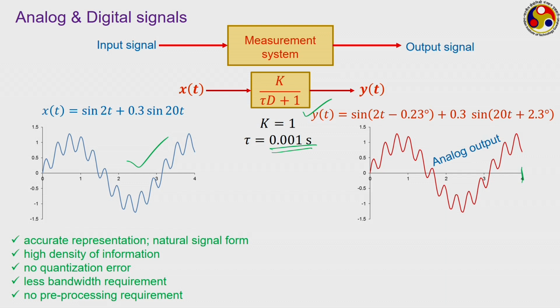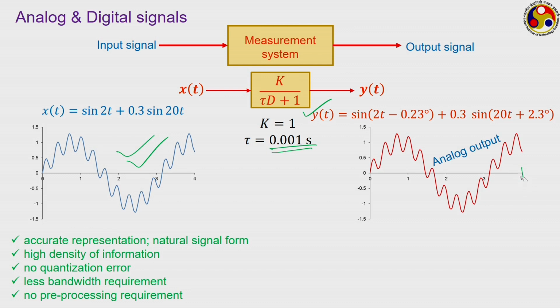Less bandwidth requirement, and also there is no pre-processing requirement for such kind of instruments or such kind of signals. We are giving the input signal in its raw form like this one, and whatever output we are getting, we take that in its raw form itself. We do not have to go for any kind of pre-processing of the input, and also in most cases we do not need any kind of post-processing for the output as well.